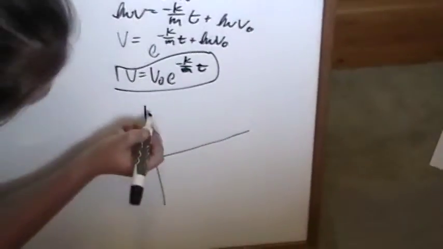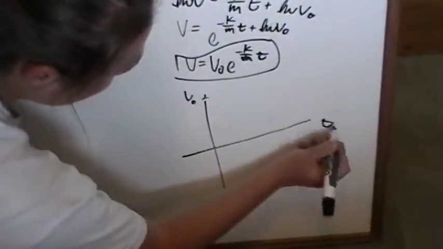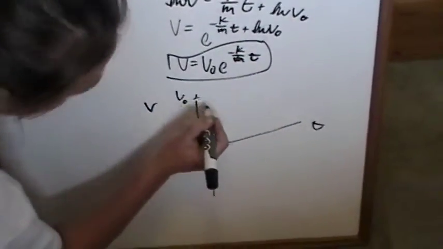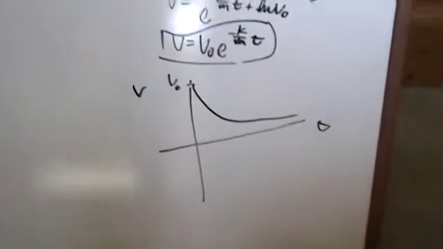The graph is going to start at v naught at t equals 0, and it's just going to decrease to 0, because it is a negative exponential function.